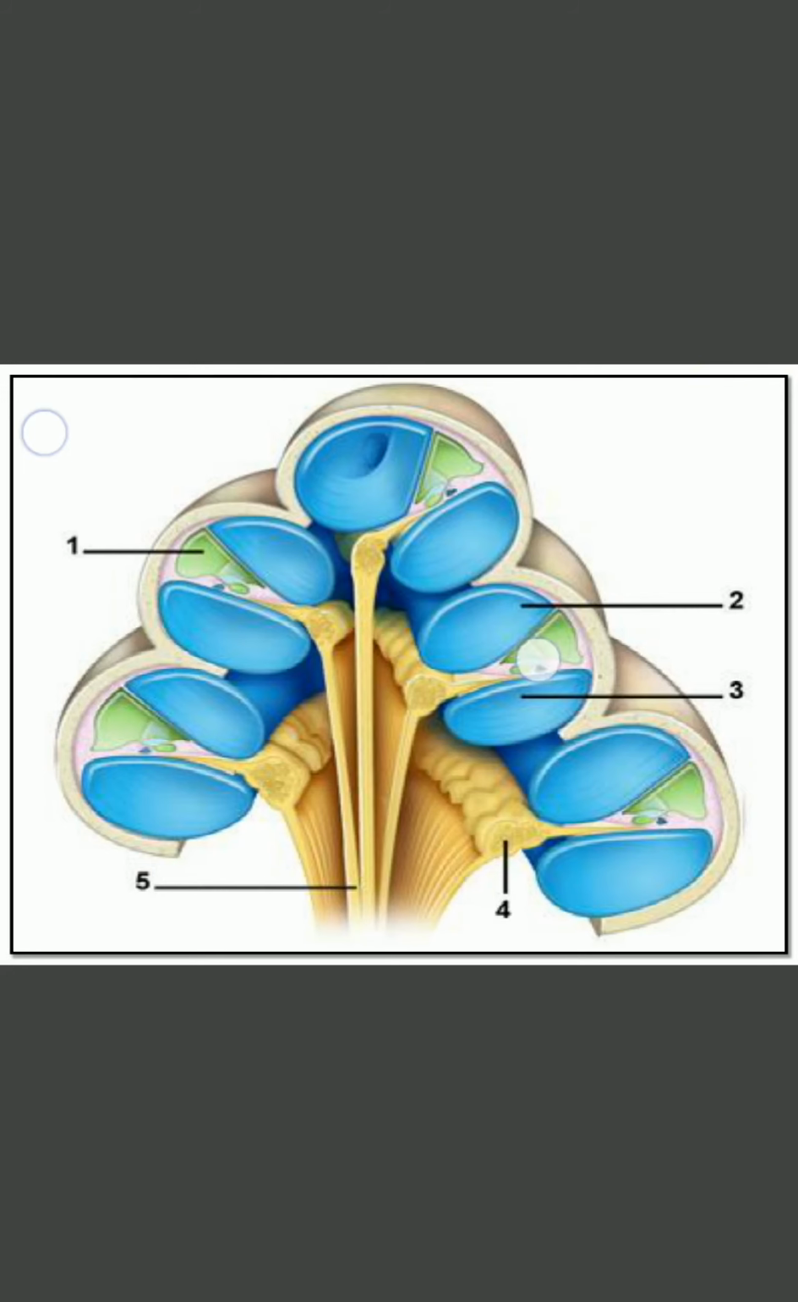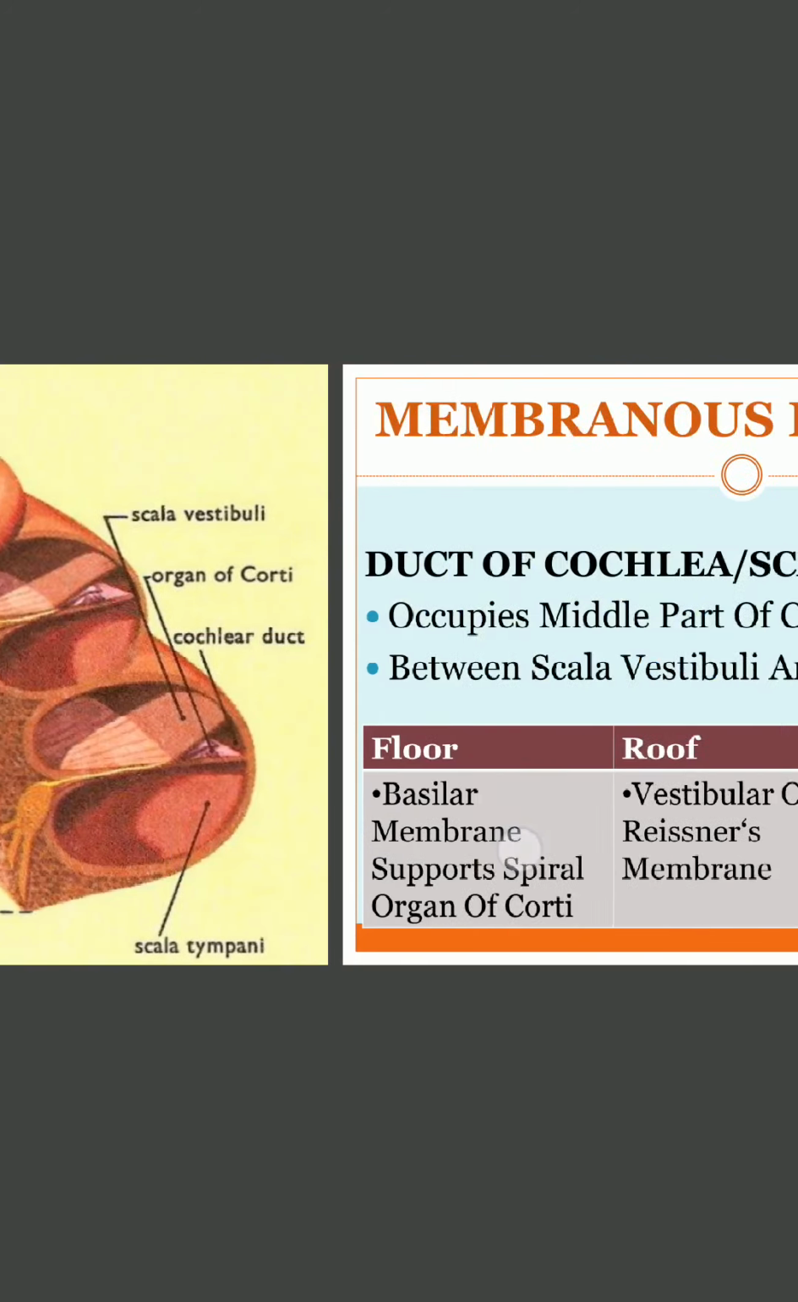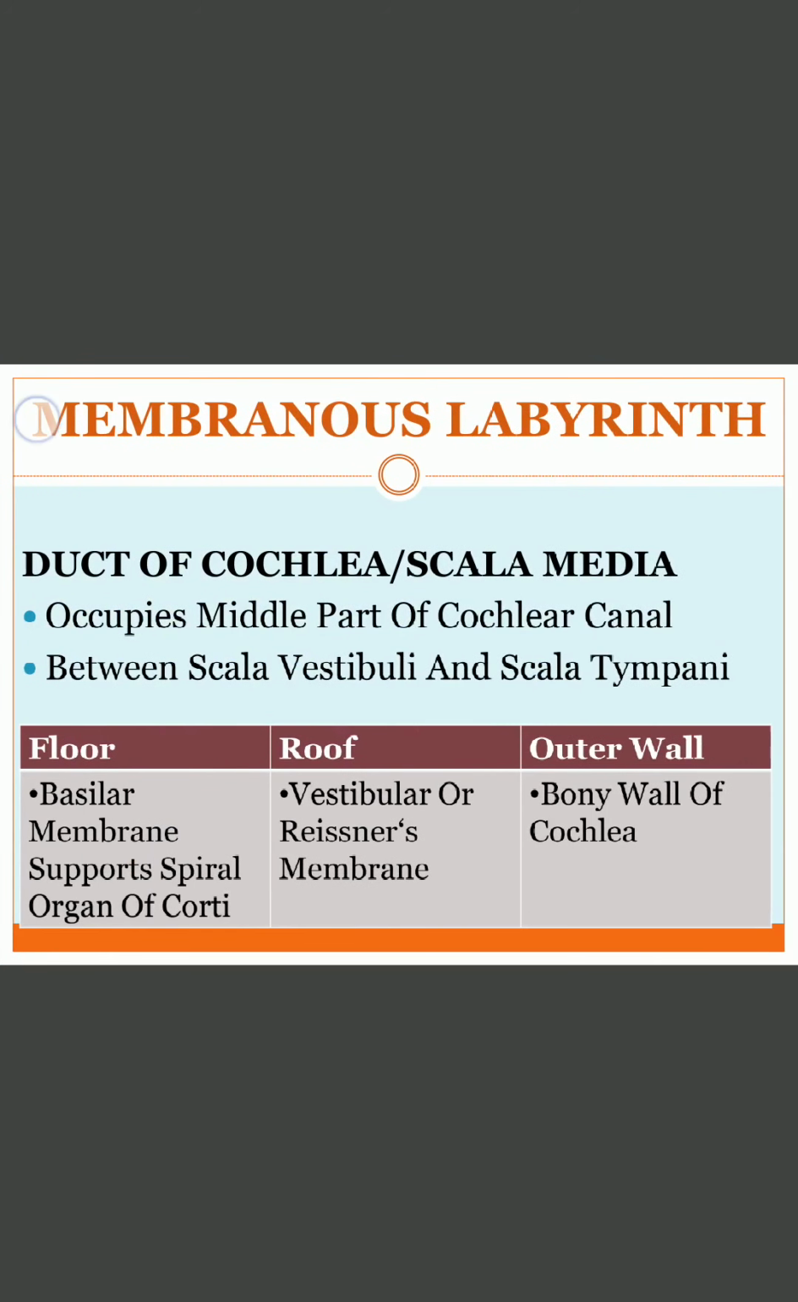This green portion that you're seeing here is the scala media, which is present between the scala vestibuli and the scala tympani. The floor of the scala media is formed by the basilar membrane, which supports the spiral organ of Corti. The roof is formed by the vestibular membrane, also known as Reissner's membrane, and the outer wall is formed by the bony wall of the cochlea.